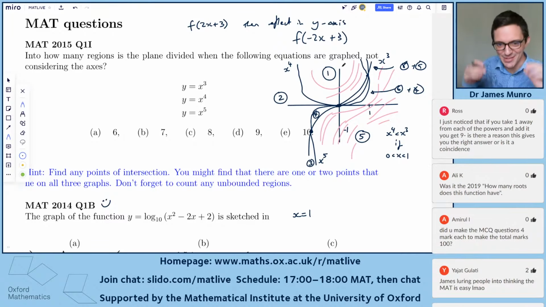Ross has got a brilliant observation. If you subtract 1 from each of the powers and then add them up, you get 9. Is that the right answer or a coincidence? It feels like a coincidence, but I'd have to do some other cases. What I would do to test that is I'd do some other cases with sort of 2, 3, 4 and see if that does the same thing or a different thing. I think about 9 feels about right for other cases as well. The actual numbers don't feel that important.